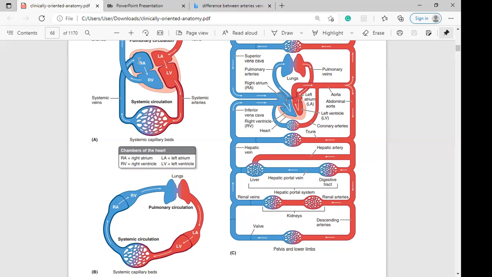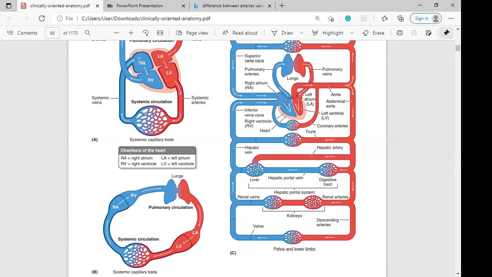The closure of those valves produces a sound. When your heart beats, you hear a sound, and that sound is actually due to the closure of these valves. The heart sound is lub dub, lub dub, lub dub. So that lub dub sound that you hear is the closure of the bicuspid and the tricuspid valve.